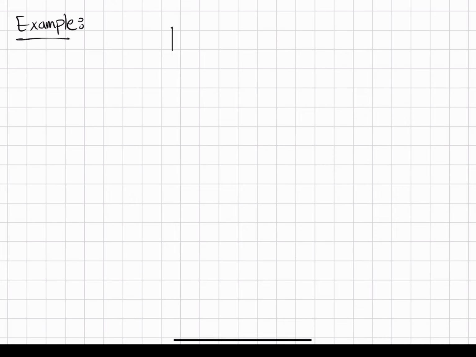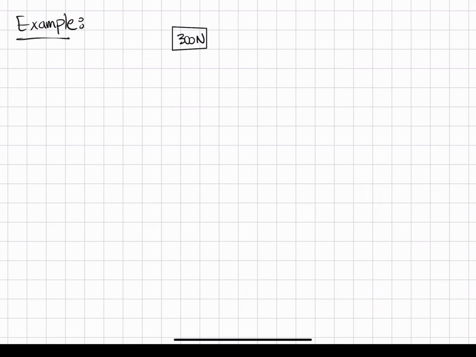This is kind of a simple example, but it really illustrates some fundamental concepts. So we are given a crate that is of mass 300 units. I guess this is not the mass, right? This is the weight, so it's 300 units. It's sliding on a surface.